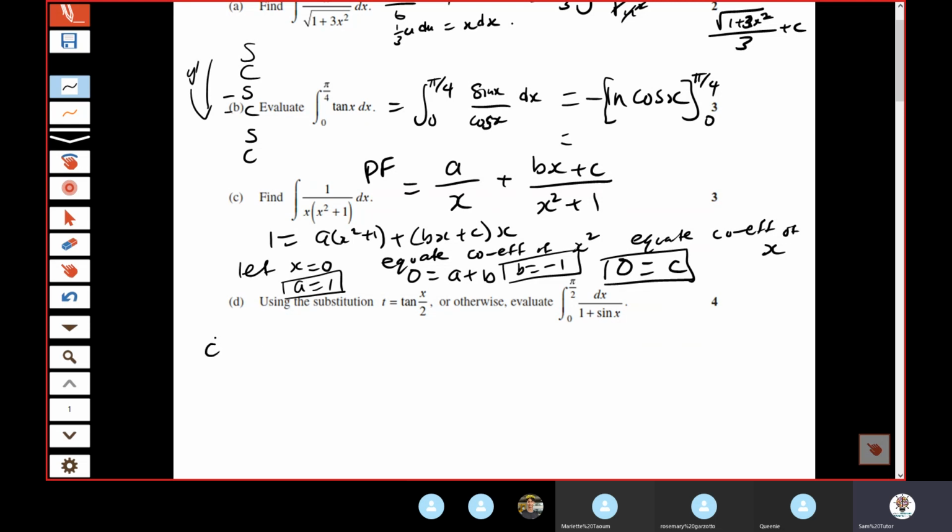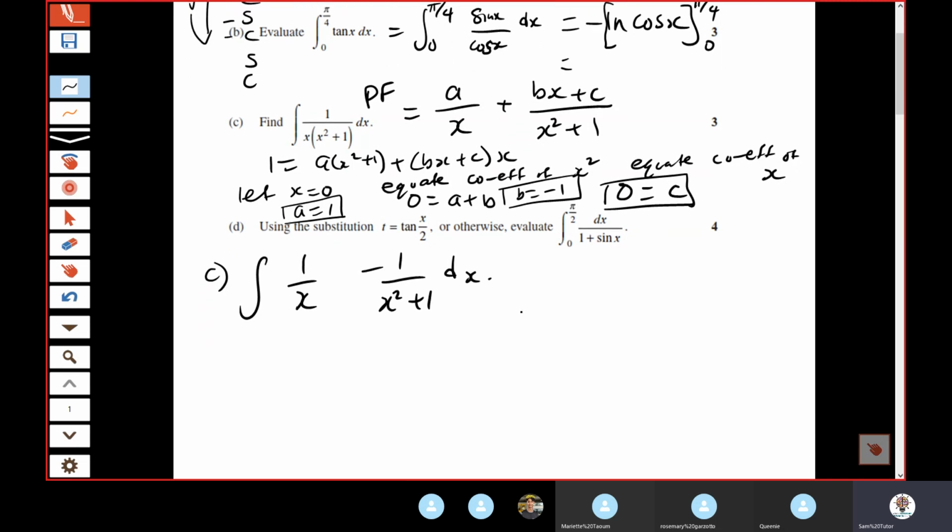So for c, the integral is 1 on x. And then b is minus 1 on, because c is 0, on x squared plus 1. And then at this stage, if we've learned what partial fractions usually become, this becomes a log. This becomes an inverse tan. Plus c.